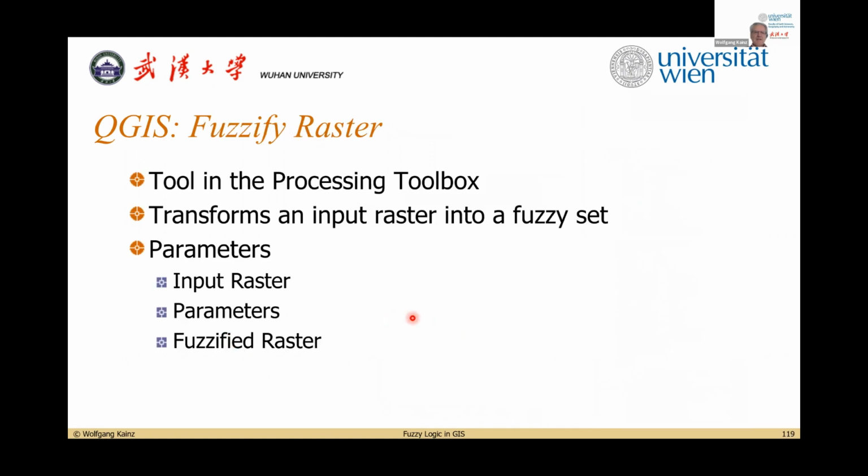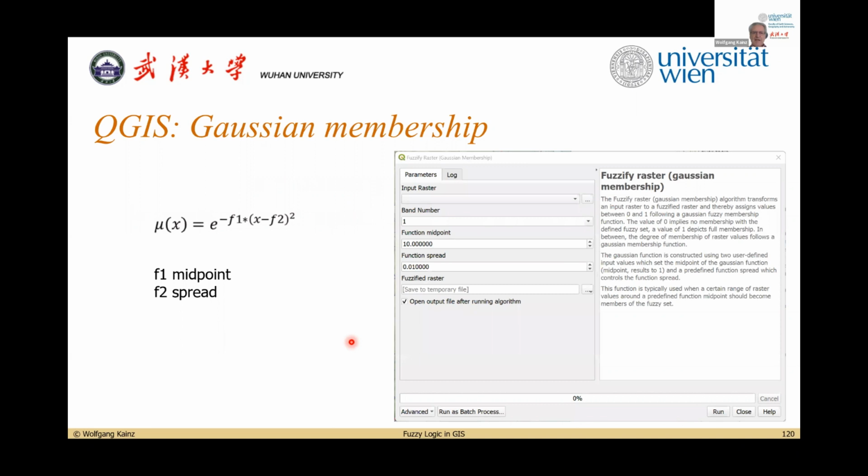And again, we have here tools to create fuzzy sets from rasters. We have tools in the processing toolbox that transform an input raster into a fuzzy set. And the parameters are basically input raster, the parameters, and the fuzzified raster, which is the result. And again, we have here the tools, how they work in QGIS.